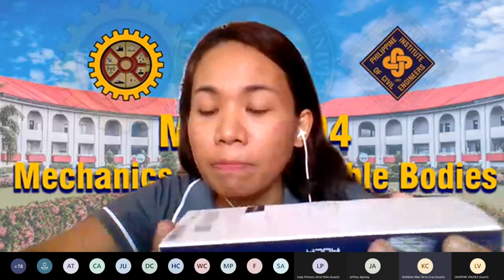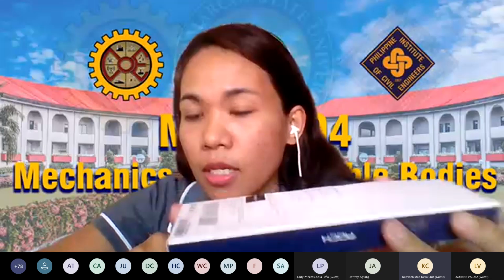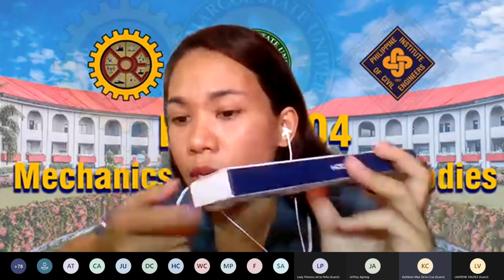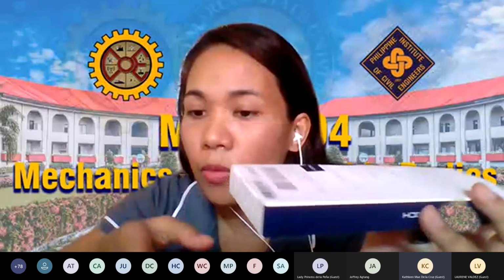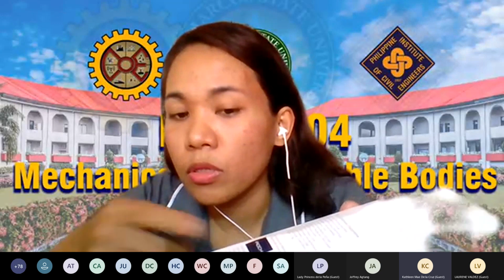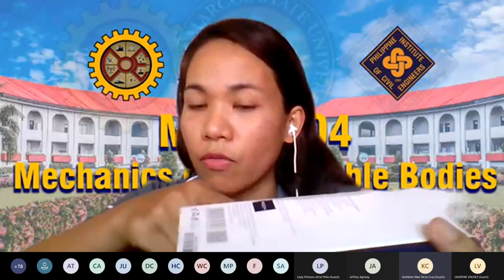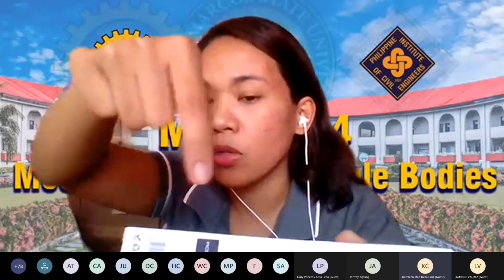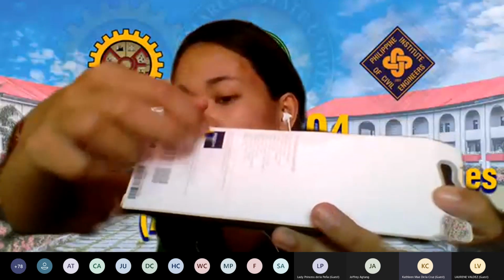Example lang, okay? And then, for our shear forces, are the forces that are acting parallel sa ating cross-sectional area. Ito yung ating cross-sectional area. I would like to put the force at this part. For example, dito. Magkakaroon tayo dito ng force. So, itutulak niya to. Itutulak niya yan. So, itong ating box will be divided into two.